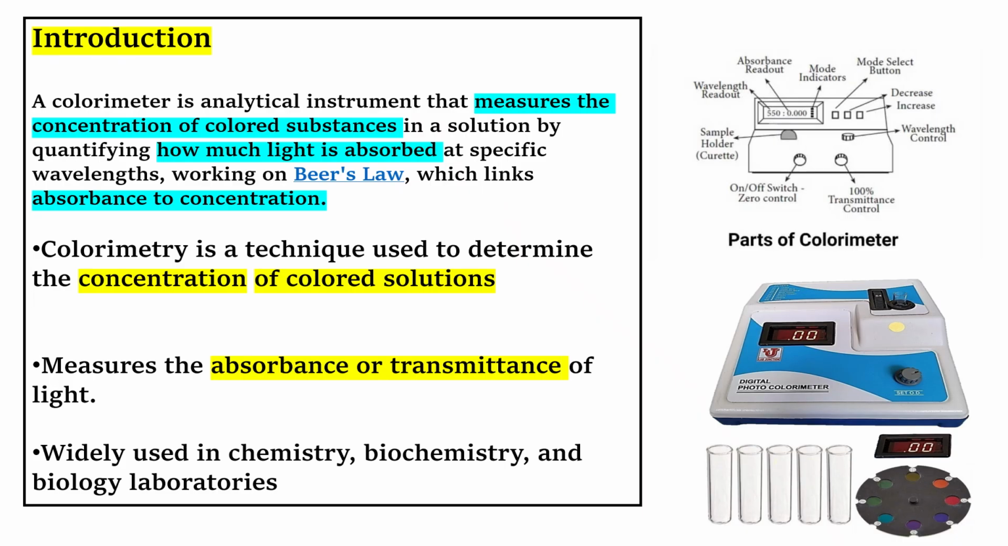So if I talk about a colorimeter, it is an analytical instrument which measures the concentration of colored substances. Please remember, we cannot measure the concentration of a colorless substance with a colorimeter. We can only measure the concentration of colored substances in a solution, and we can quantify how much light that particular solution is absorbing.